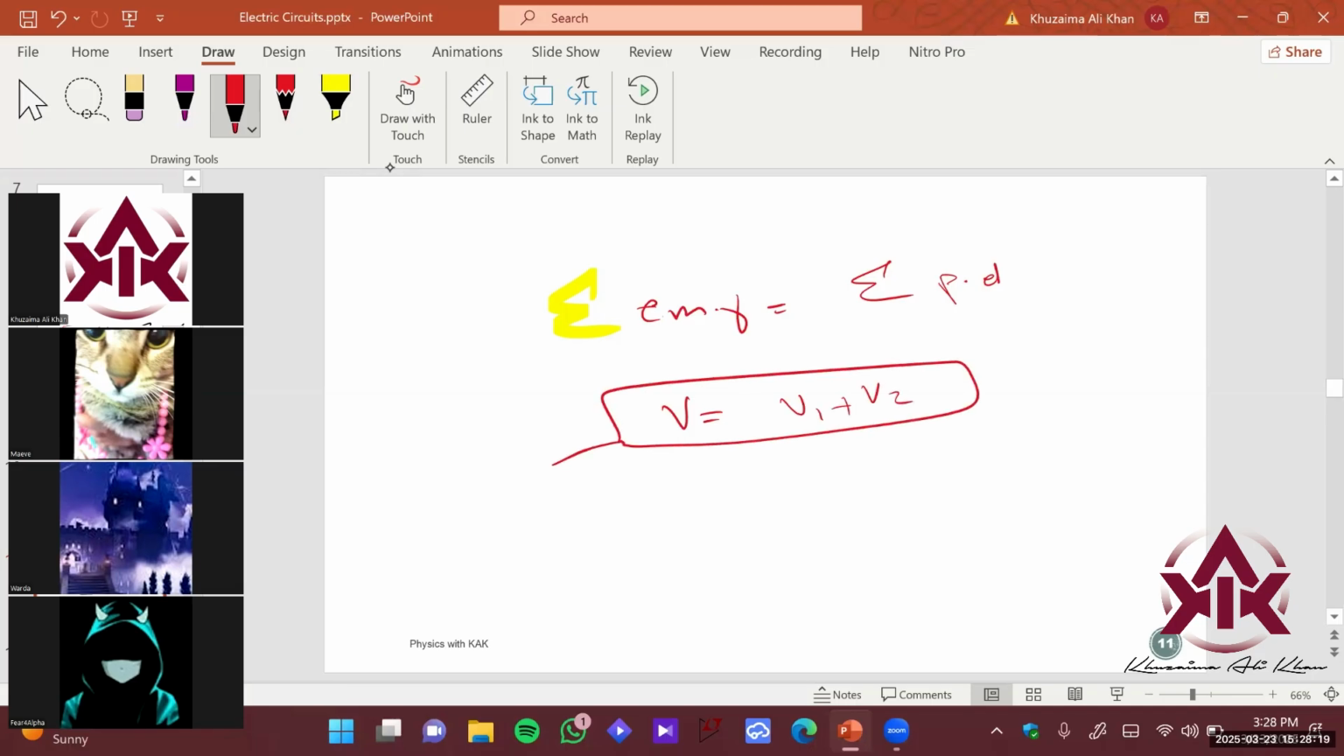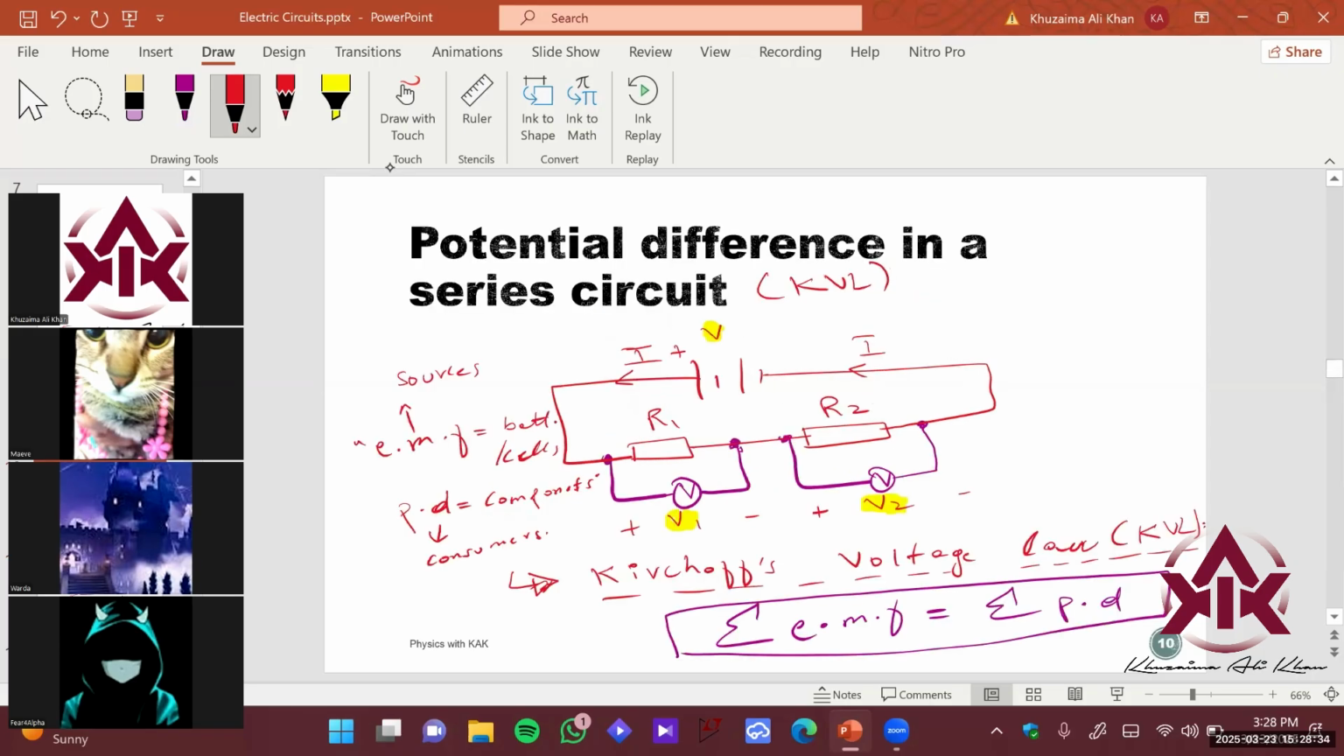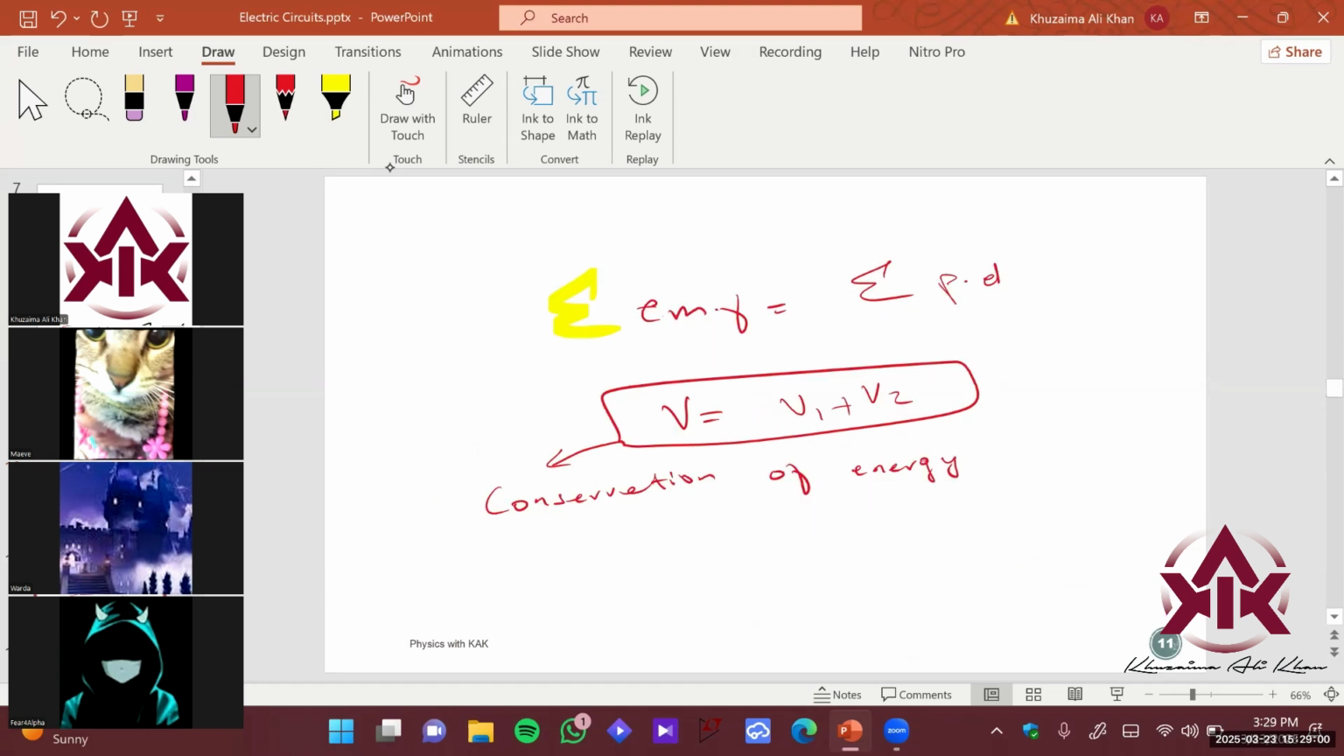And this formula follows what? It follows conservation of energy. So there might be an MCQ in your exam: KVL follows conservation of charge or energy? It follows conservation of energy. Why? Because this battery is producing energy, providing energy for the charges to move, and this energy is getting lost here in terms of heat. So energy loss is taking place here. If you imagine the law of conservation of energy, energy cannot be created nor destroyed, but it can change from one form to another.